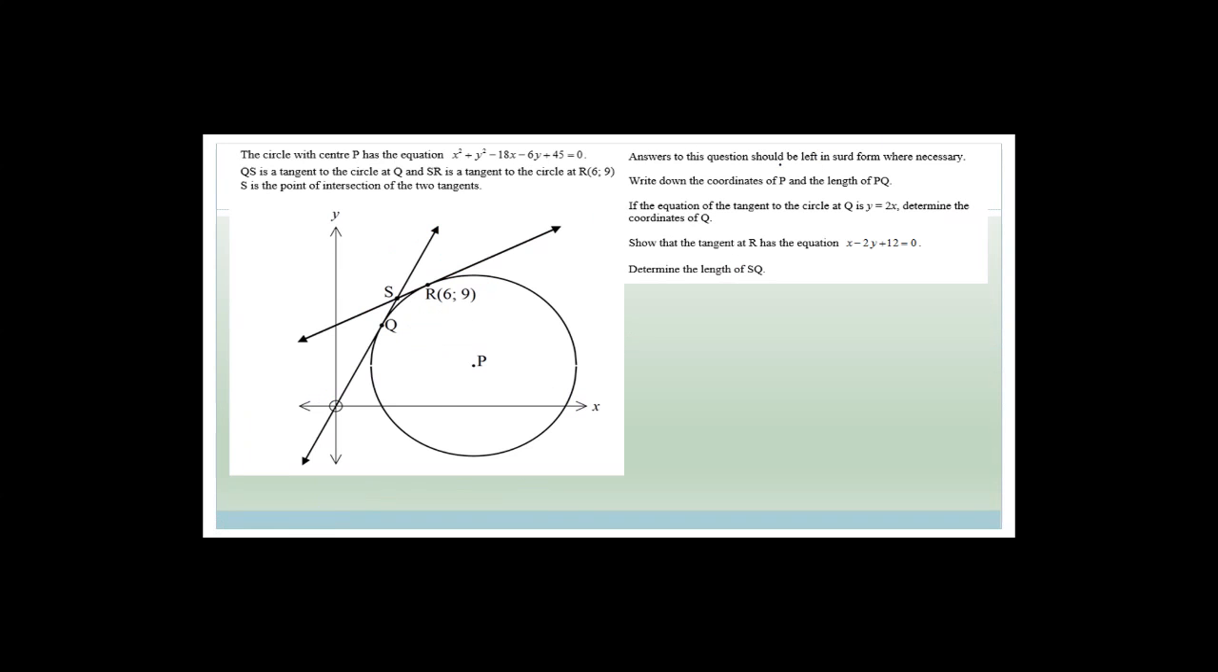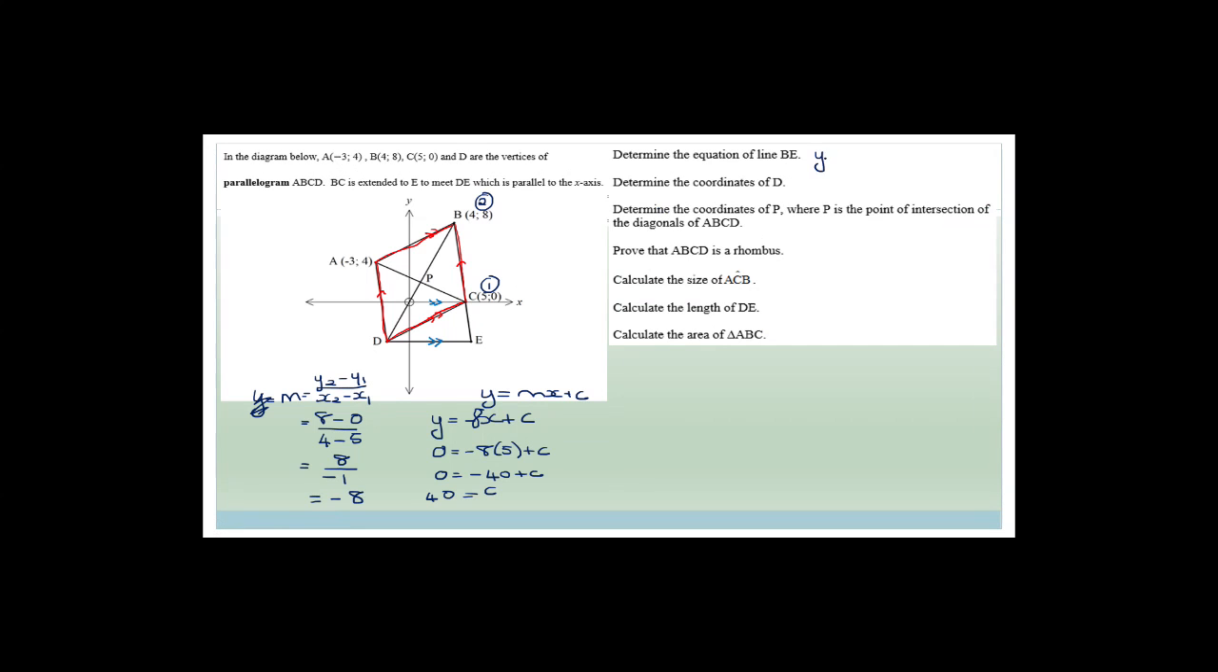Now we need to find the c. In order to find the c, we need to substitute in either of these points. I'm going to substitute point one in just because I choose to. So y is 0. So you've got 0 is equal to minus 8 times 5 plus c. So 0 is equal to minus 40 plus c. So c is equal to 40. Therefore, the equation of the line BE is y is equal to negative 8x plus 40.